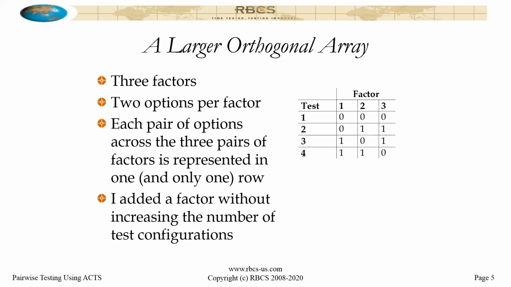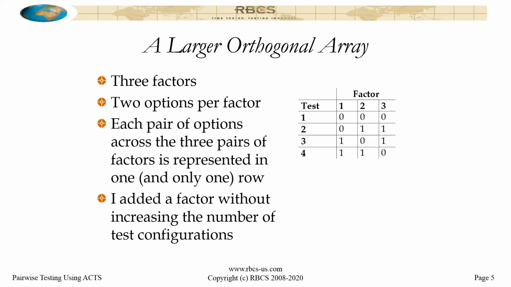And then if I pair factors 2 and 3, 0, 0 is in row 1 again. 0, 1 is in row 3. 1, 0 is in row 4, and 1, 1 is in row 2. See how that works? They're all there. Okay? All the possible pairs of options across all possible pairs of factors are there. And as you continue to add more factors, the number of rows will generally not increase, or will increase only slightly. This is where the power of this technique comes in, and you will see that here shortly.